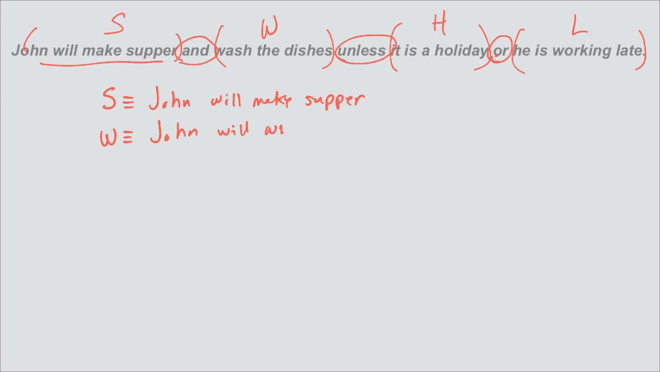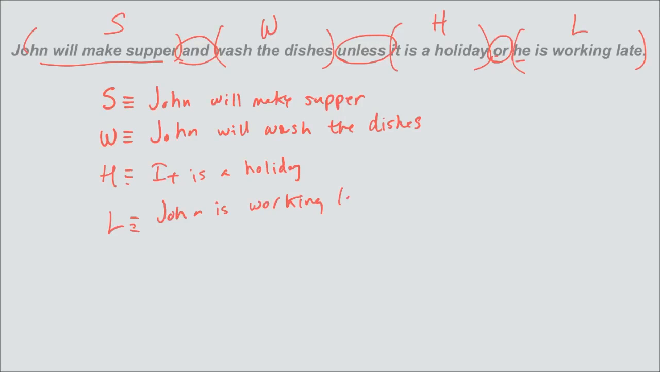will wash the dishes. All right, so that's the second. H, simply, it is a holiday. And the last one, L, he is working late. And obviously in this case, the he is referring to John. So John is working late. So there's our simple sentences.